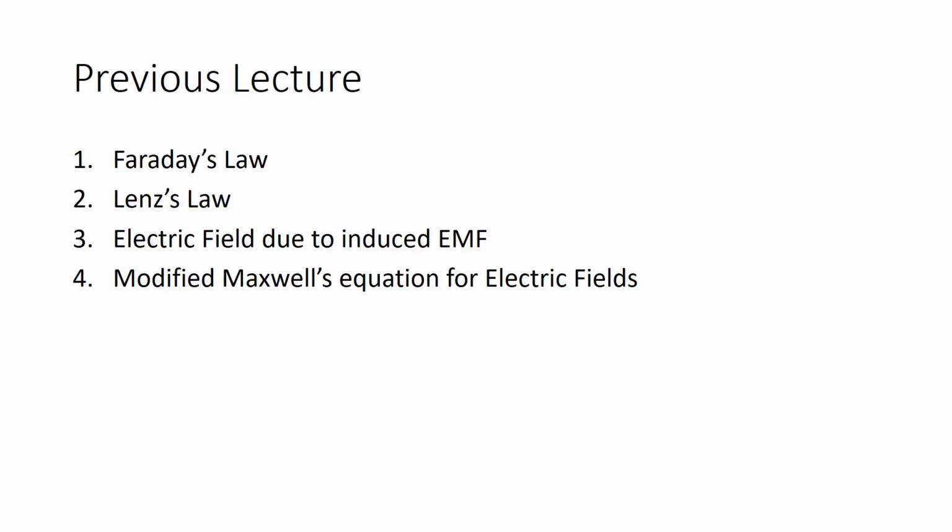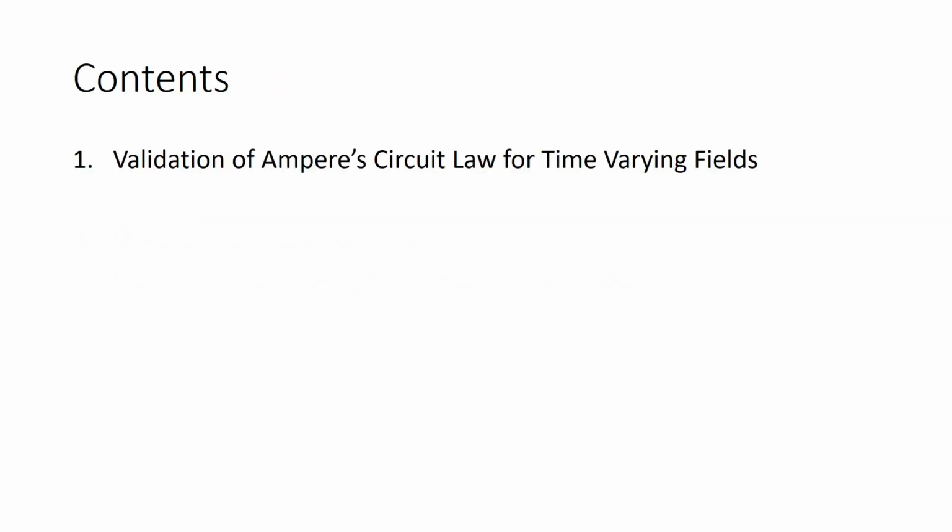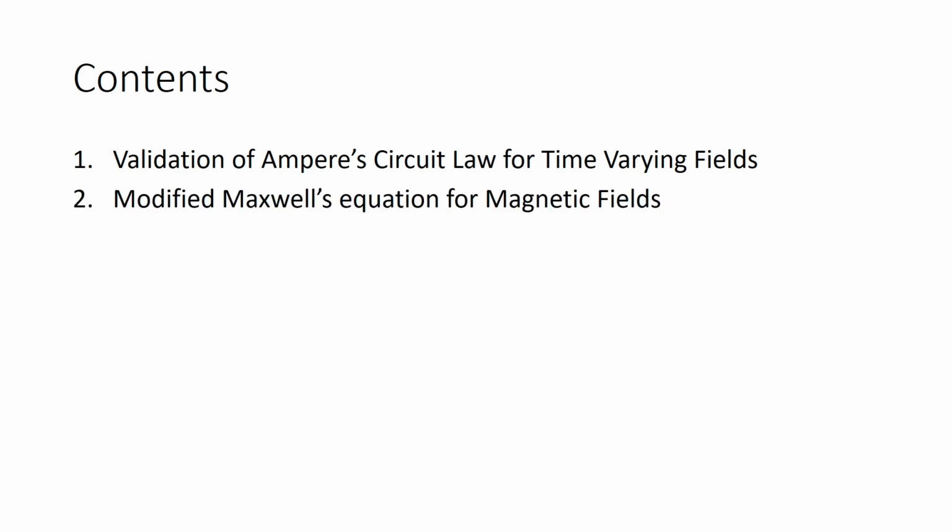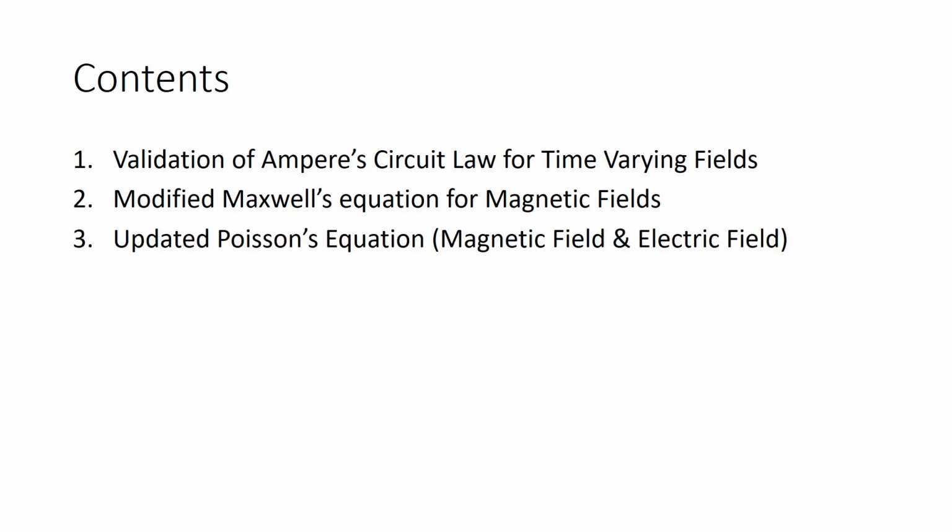In the previous module, we have seen Faraday's law, Lenz's law, the electric field due to the induced EMF, and the modified Maxwell's equation for electric fields. In the current module, we would discuss the validation of Ampere circuit law for time varying fields. That is, we will check whether the Ampere circuit law, as we know it, is valid even for time varying fields or not. The modified Maxwell's equations for magnetic fields would also be given, and then we would try and get the updated Poisson's equation for magnetic and electric fields.